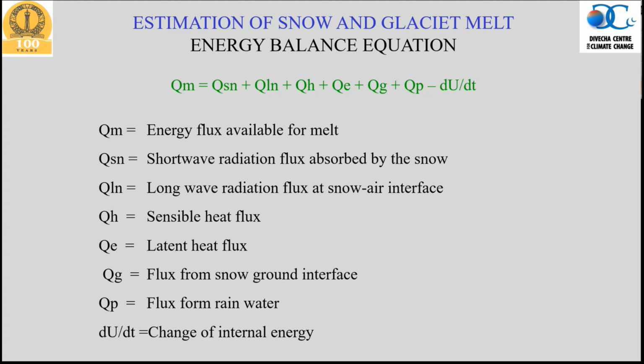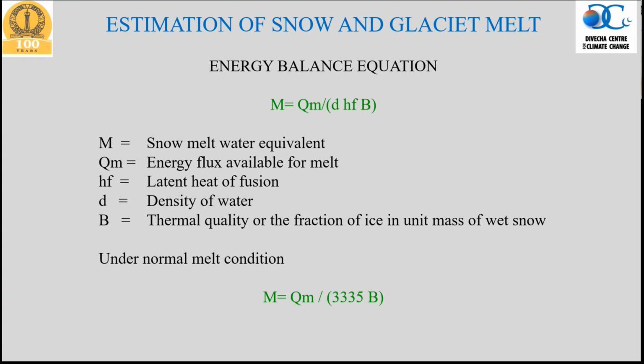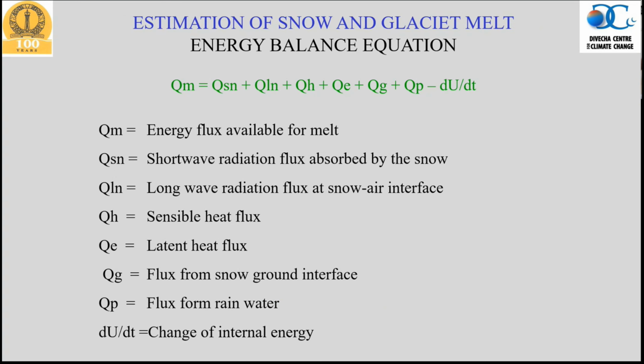So the key question is Qm, about which we were talking. Qm is the amount of energy flux which is available. The energy flux has different components, and we must understand that. We will not go into much detail, but for you to understand it, and many of you may be aware, Qm, the energy flux available for melt, depends upon the shortwave radiation flux absorbed by snow.